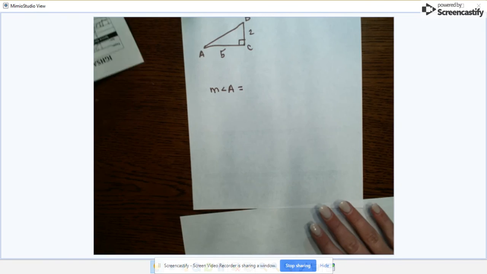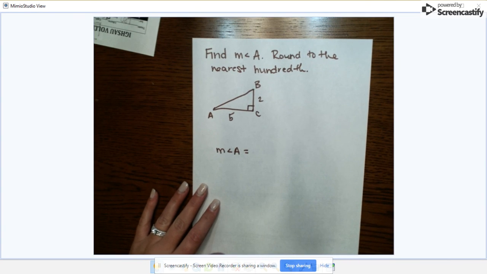And lastly, given this triangle, I'd like you guys to find the measure of angle A.